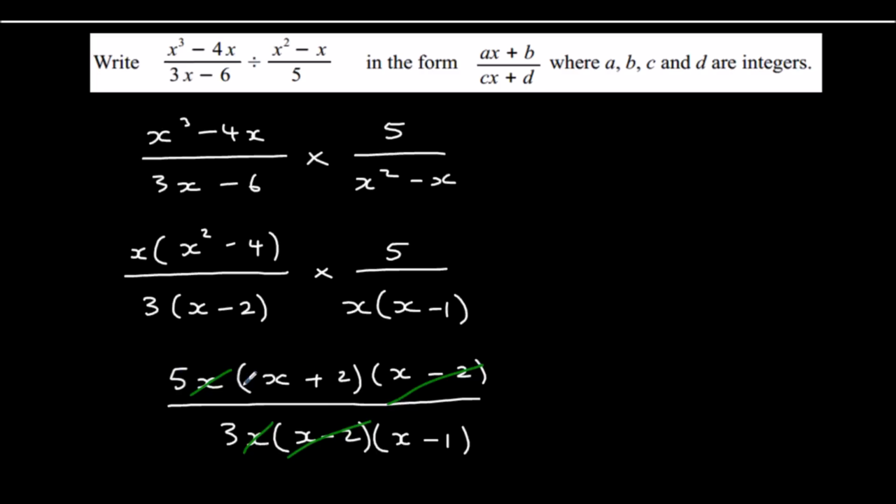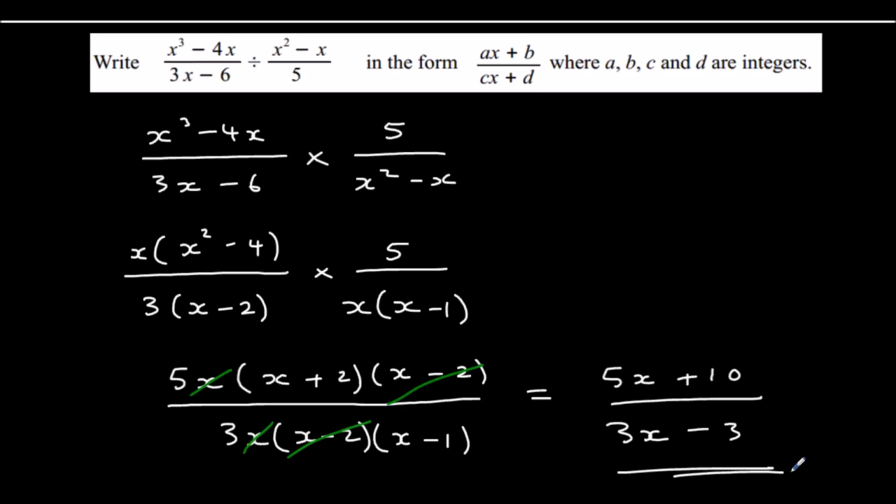So I've got 5 times x plus 2 on the top. So I'm going to expand that. 5x plus 10. And I've got 3 times x minus 1 on the bottom. So 3x minus 3.